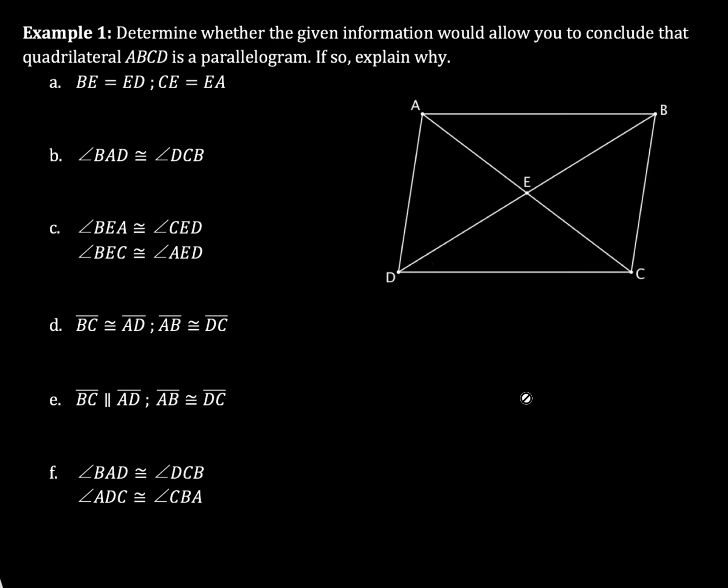So now let's take a look at some example problems where we're deciding whether or not given information is enough to say that the shape must be a parallelogram. Okay, so for example A, it tells us that from B to E is the same as from E to D, so I can mark those two segments congruent, and C to E is the same as E to A. So with that information, does this have to be a parallelogram? Well, yes, it does, right? Yes, because the diagonals bisect each other.